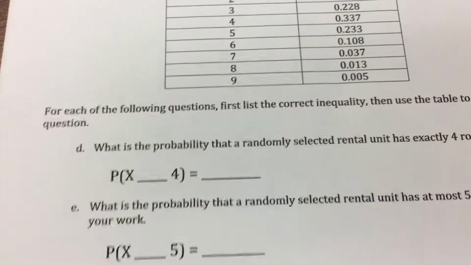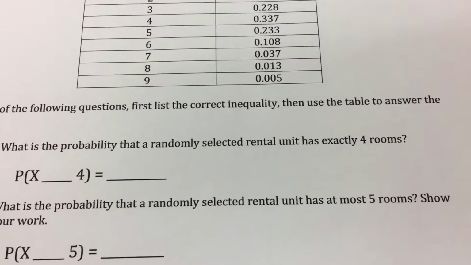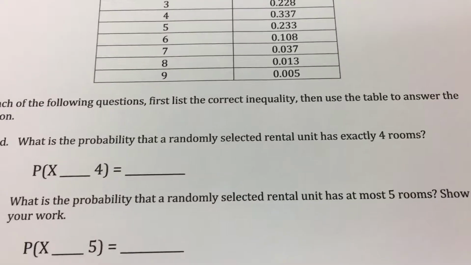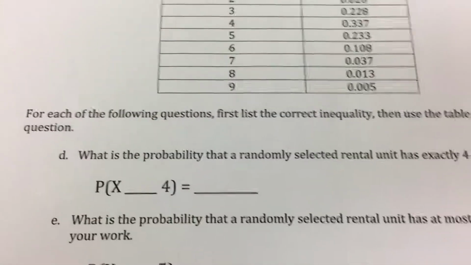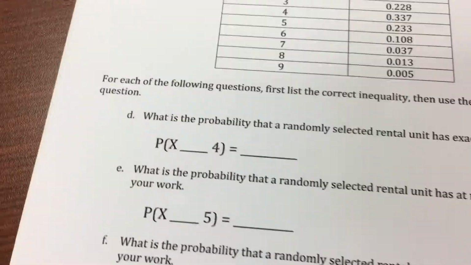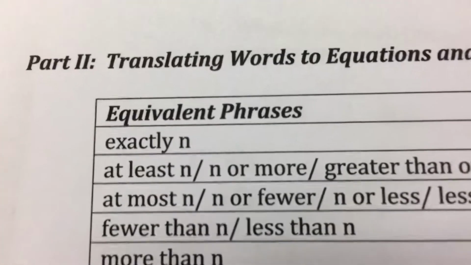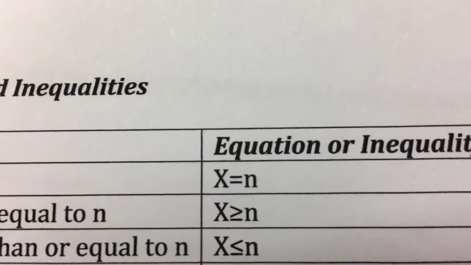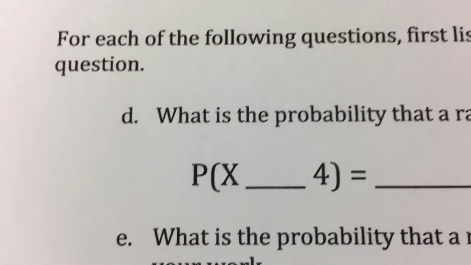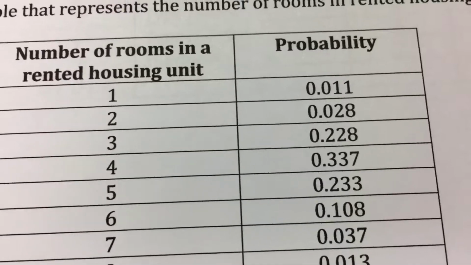So notice the first one said, what is the probability that a randomly selected rental unit has exactly 4 rooms? That means you're going to place whatever symbol means exactly. If you look back over here on this page, notice when we talk about exactly, that means an equal sign. Okay, so that means you would place an equal sign in there, and then you're going to go to your table and look up 4 and see what your probability is.